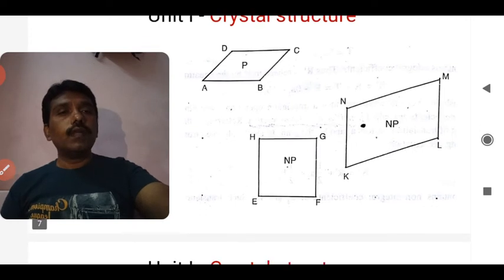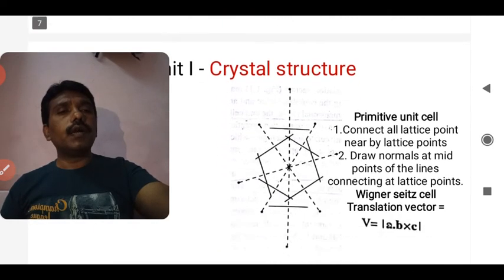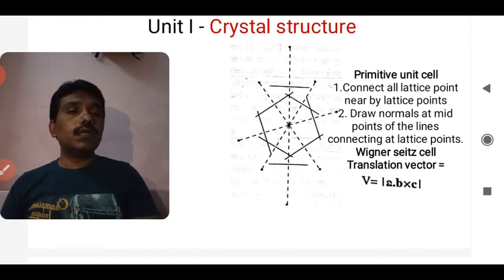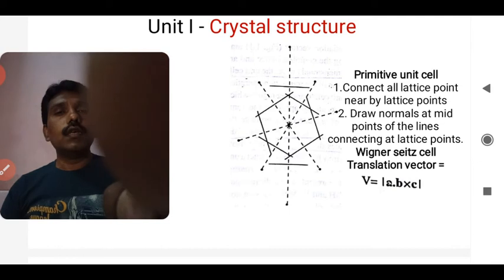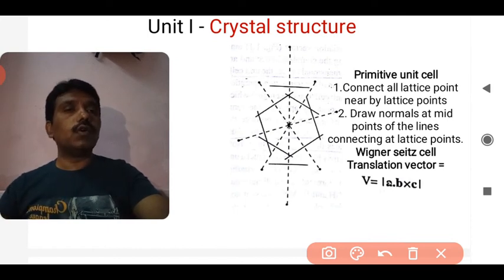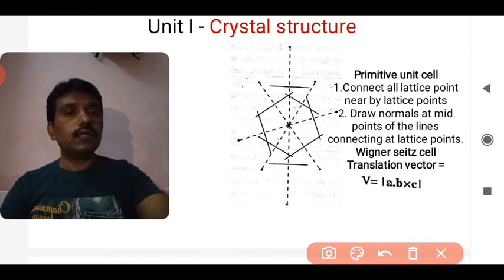Here is one another part regarding primitive unit cells. There are some other scientists who found how to get these primitive unit cells. If you look at this, there is a calculation for the primitive unit cells: they connect all the nearby lattice points to each other. In this diagram, they are all connected.